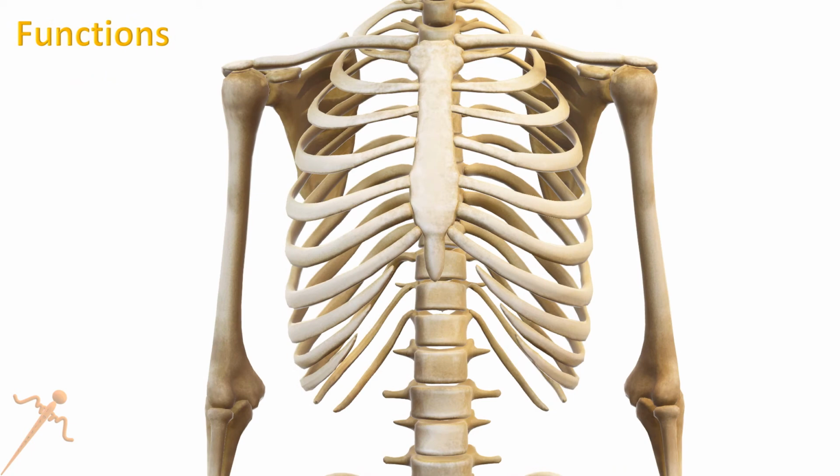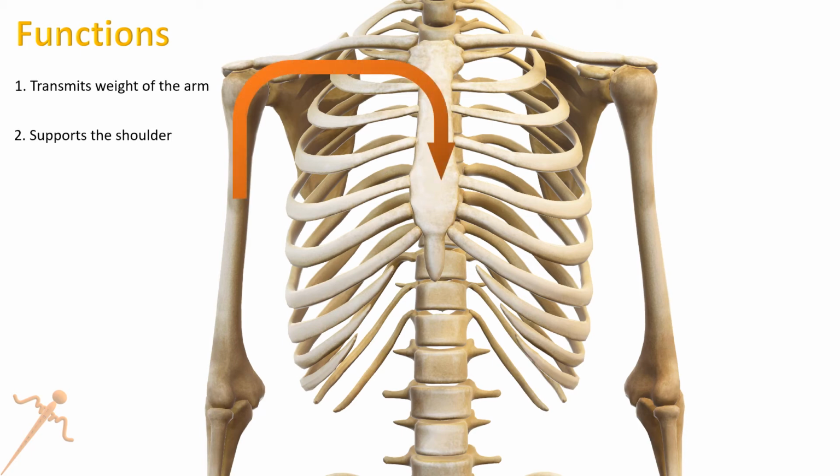The clavicle is the only long bone which lies horizontally. Its primary function is to transmit the weight of the upper limb to the axial skeleton. The clavicle supports the shoulder so that the arm can swing clearly away from the trunk.